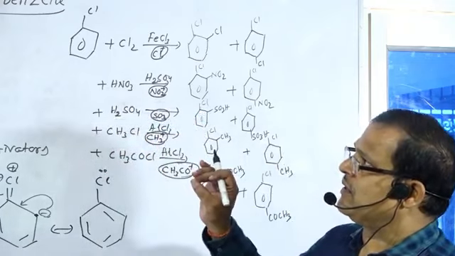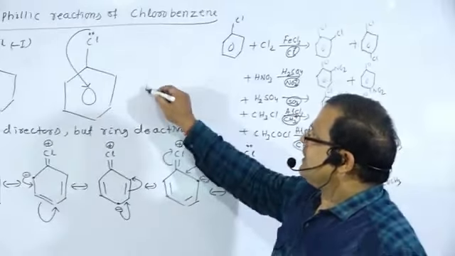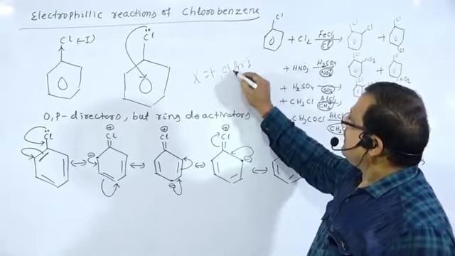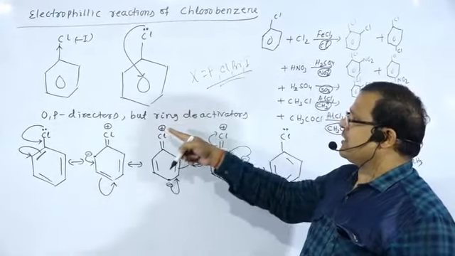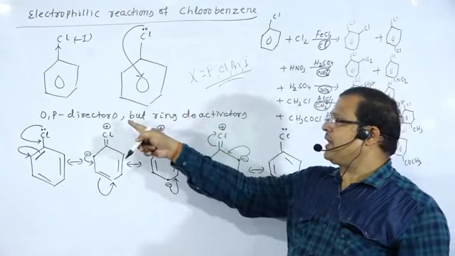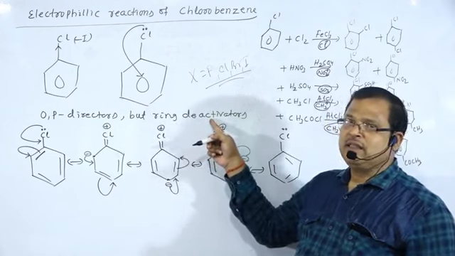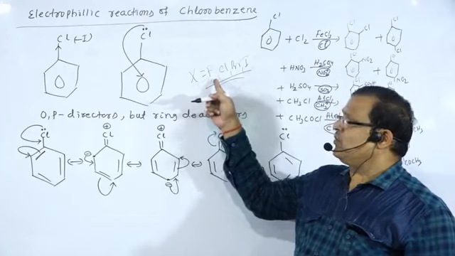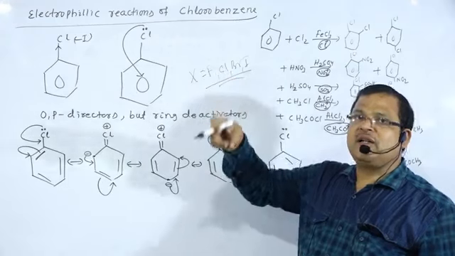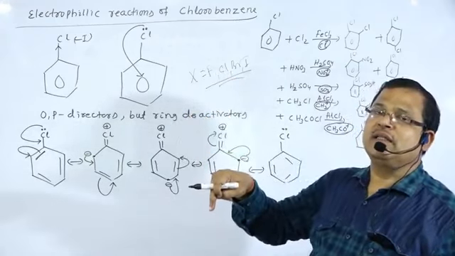A very important point here: halogens, that is X, which may be fluorine, chlorine, bromine, or iodine. Halogens are ortho-para directors but ring deactivators. The reason is that halogens are more electronegative elements. They will withdraw electrons from the ring. That means they will decrease electron density in the ring so that the electrophile cannot easily attack the ring.